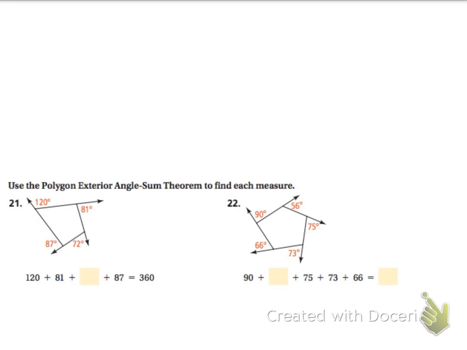Okay, here we're just filling in some missing pieces. So I've got my 120, I got my 81, looks like I'm missing my 72 in this. And if I add them all up, they should equal 360. My next one, I've got my 90, I'm missing my 56. I add them all up, they should equal 360.